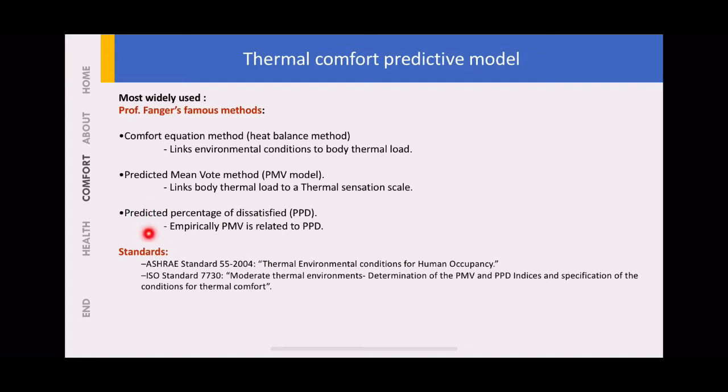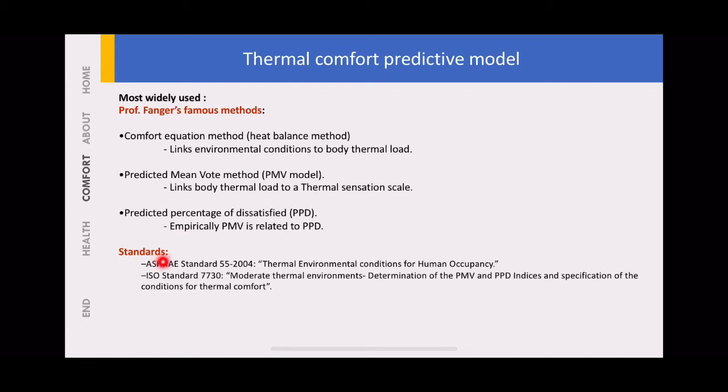Right, the last one is predicted percentage of dissatisfied. It's similar to this predicted mean vote. This one agrees to what you are having inside that space. The third one, predicted percentage of dissatisfied, means what you don't like about the space, and you do the survey.